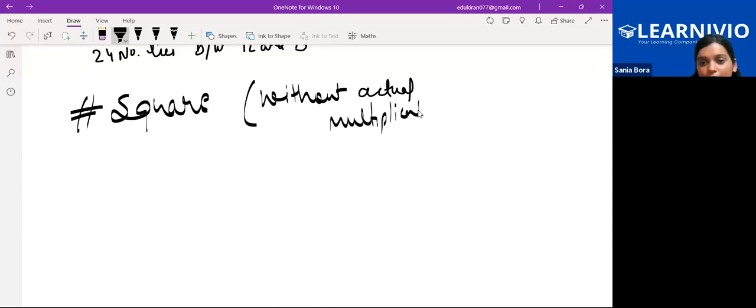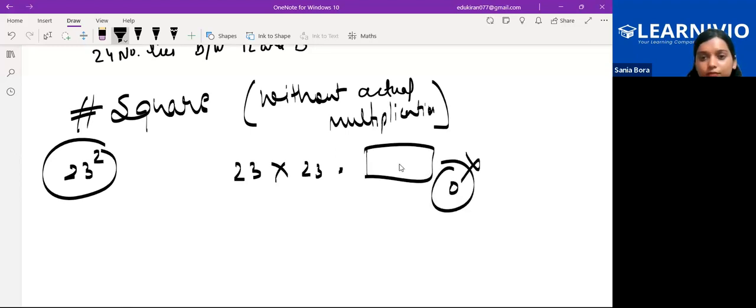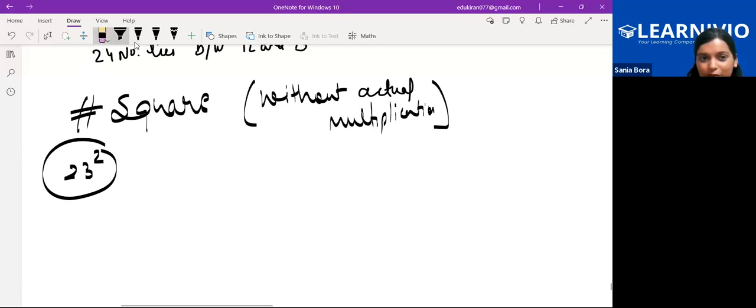So if I ask you to find the square of any number, for example 23, and in brackets I have written without actual multiplication, then if you multiply it out, your answer is correct but you will get 0, because I am asking for no actual multiplication. Ma'am, then how do we do it? I'm coming to it.